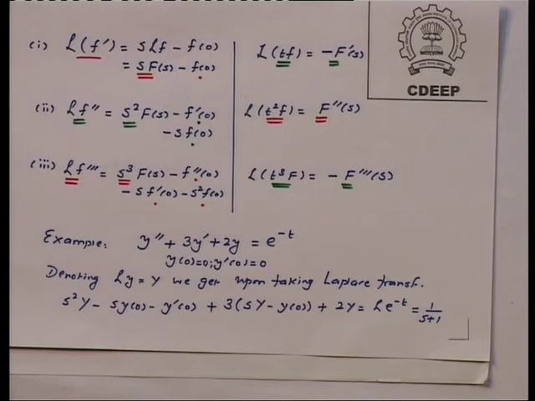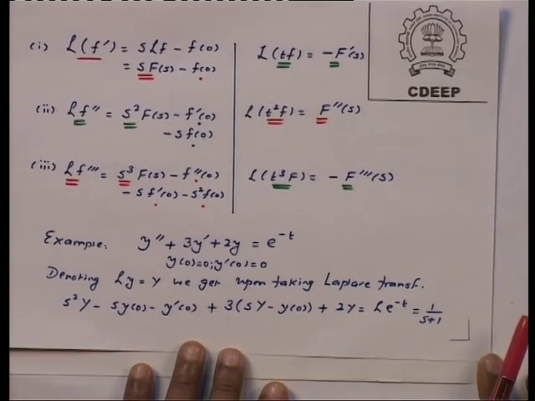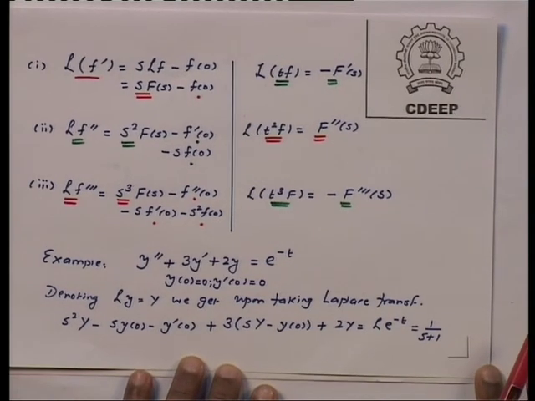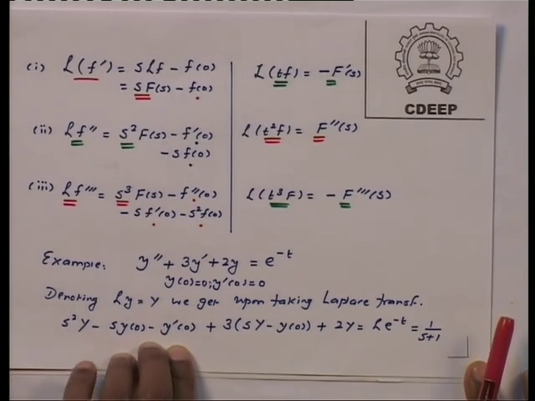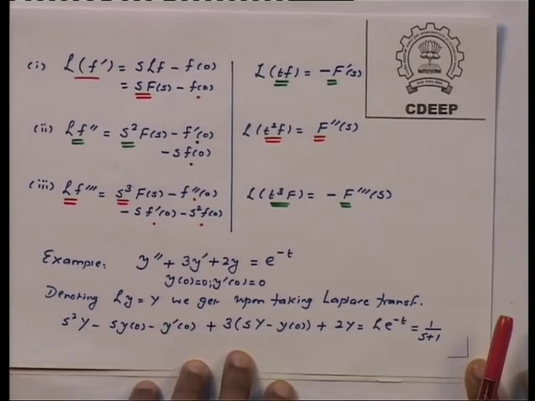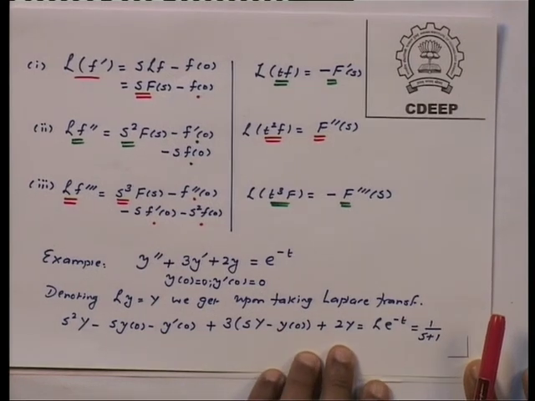Correct. So now let us denote the Laplace transform of little y by capital Y, and you take the Laplace transform of the differential equation. Look at the table, it is right on top of you. Laplace transform of y double prime will be s squared Laplace transform of y minus s y of 0 minus y prime of 0, plus 3 times Laplace transform of y prime, which is s times Laplace of y minus y of 0, plus 2 capital Y, because Laplace transform of little y is capital Y.